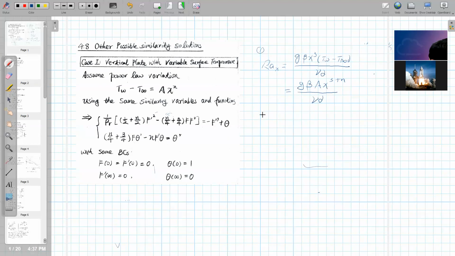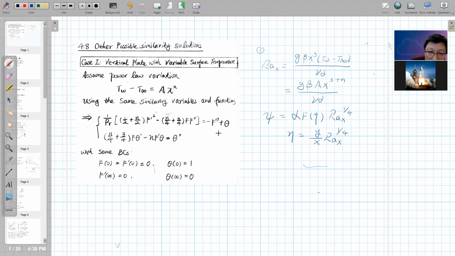And because of our similarity, our stream function is defined by phi equal to alpha times f of eta times the Rayleigh number of x to the 1/4. Also, this eta value is equal to y over x times the Rayleigh number of x to the 1/4.